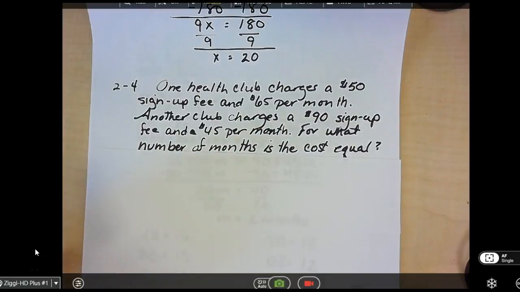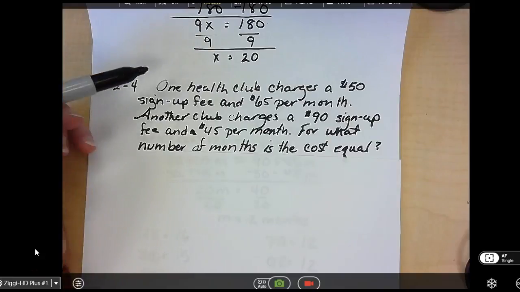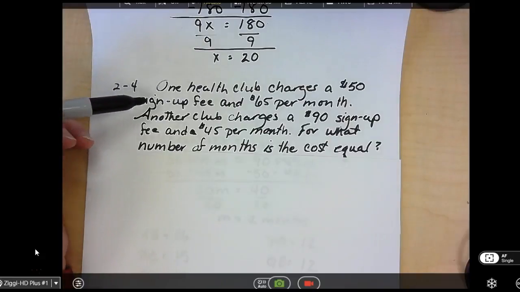Alright, so we're continuing our process type problems. Now we're in section 2-4, which had the variables on both sides of the equations. One health club charges a $50 sign-up fee and $65 per month. Another club charges a $90 sign-up fee and $45 per month. For what number of months is the cost equal?